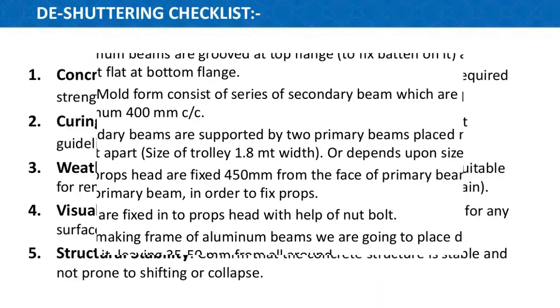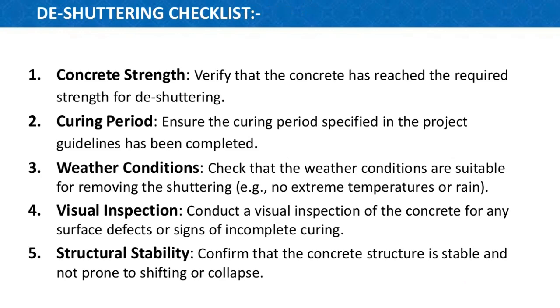First, we need to verify the concrete strength. Verify that the concrete has reached the required strength for deshuttering. It is very important to check. Curing period: ensure that the curing period specified in the project guidelines has been completed. Because if we remove the formwork without completion of the curing period, it becomes a problem for the concrete strength and the concrete durability.